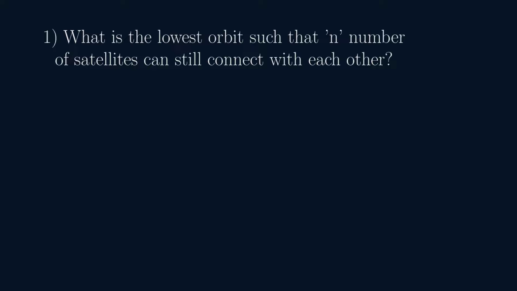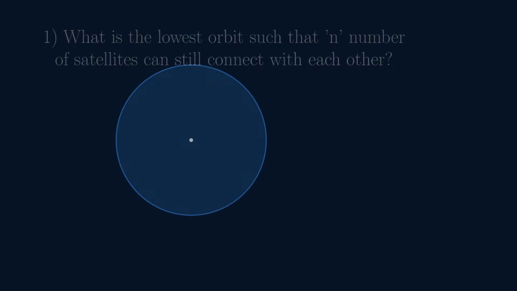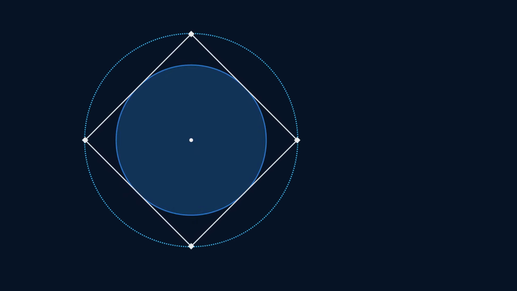What is the lowest orbit we can put n number of satellites in so that they all maintain line of sight with each other? To make this easier to understand, let's go through an example with 4 satellites. But keep in mind, this will work for any number of satellites. The first thing to recognize is that the lowest possible orbit will be one where the lines of sight from the satellites just touch the surface of the planet. Any lower and the satellites will be cut off from one another. And hey, look at this! We have both an inscribed circle and a circumscribed circle here.